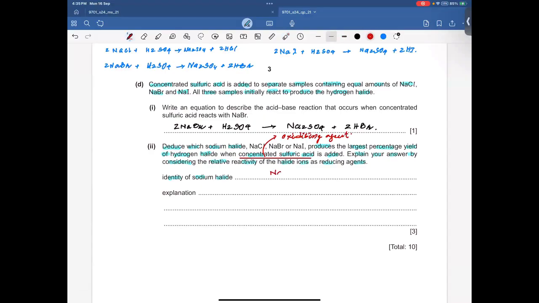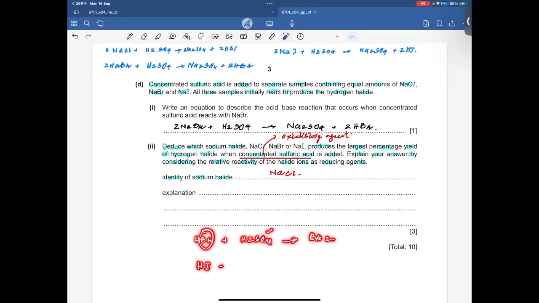You know that sodium chloride would be the right answer here because chloride is a weaker reducing agent. So concentrated sulfuric acid cannot oxidize chloride into chlorine, which means I'll get the maximum percentage yield of HCl with sodium chloride. All right. On the other hand, we have HBr. Now, when concentrated sulfuric acid is reacting with HBr, being an oxidizing agent, it will oxidize bromide into bromine easily.